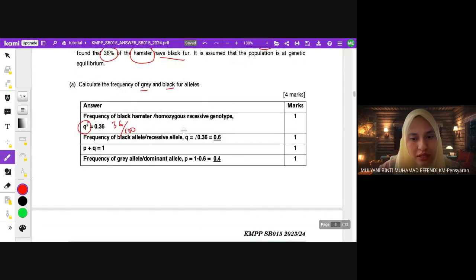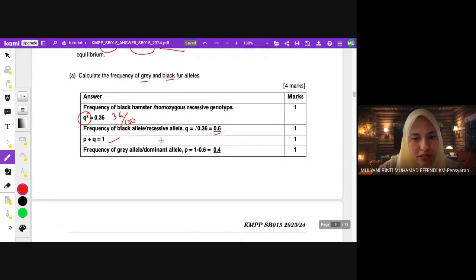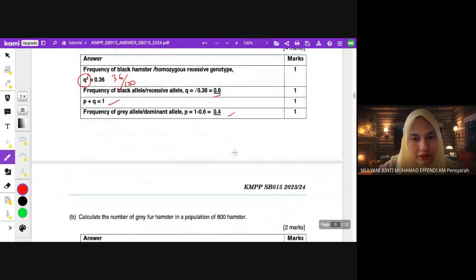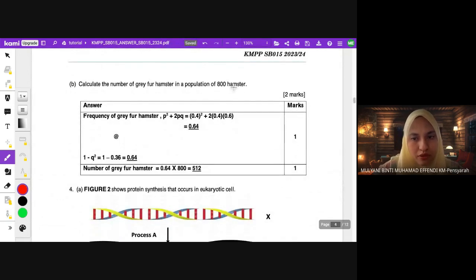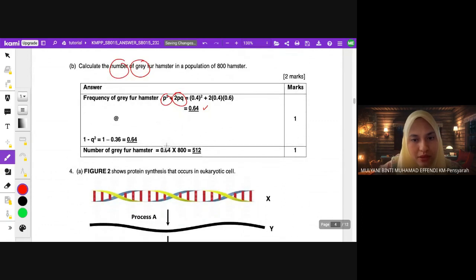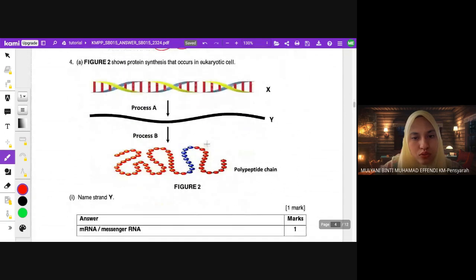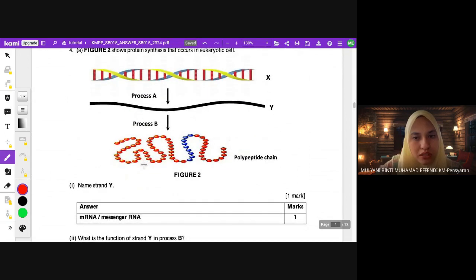So kita dapatkan nilai q. So ini nilai q-nya. Kita dapatkan nilai p daripada formula ini. So ini jawapan dia. So calculate the number of grey fur hamster in a population of 800. So grey tu adalah dominant phenotype. Jadi p squared tambahkan dengan 2pq. So inilah dia nilai 0.64 ni frequency of the grey hamster, tapi dia nak number. Jadi awak kena darabkan sahajalah. Darabkan 0.64 itu dengan total bilangan 800. Dapatlah 512.